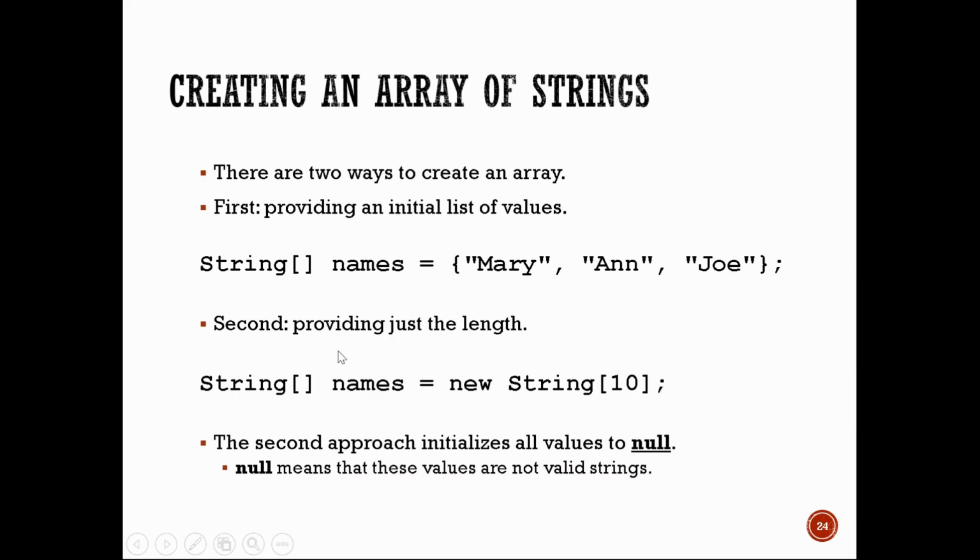Now providing just the length, just like what we did a while ago. Here we create 10 elements of names set to null or empty, because of the 10 that we declare here. So this is how you provide the length of your array. It should be an instance of your data type. So new String[10], with 10 as the length of your array. The second approach initializes all values to null.